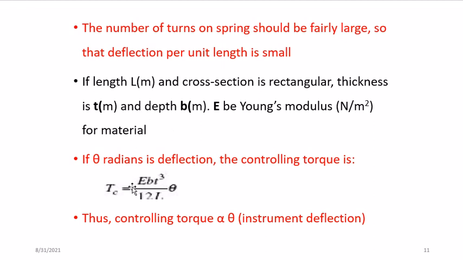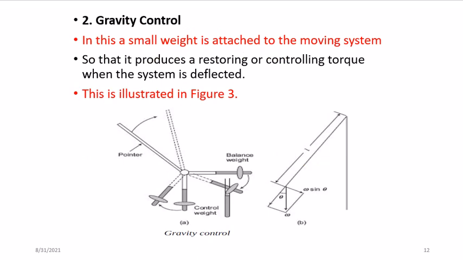Now, this controlling torque is directly proportional to the angle, provided all these other parameters, the E, the B, the T, and L, are constant. So the controlling torque is proportional to the angle of deflection of the pointer from the 0 point. Now, that is about the spring control.